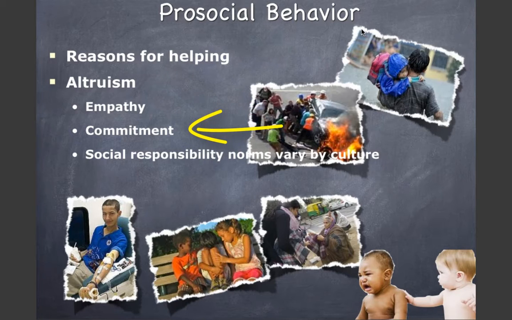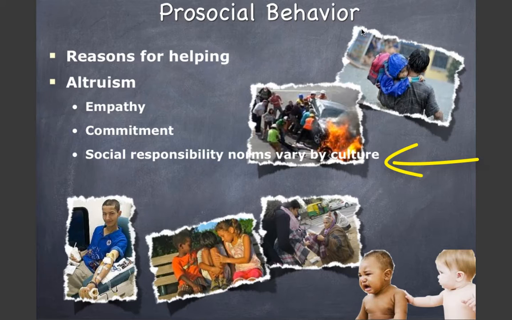Commitment, this is where we're more likely to behave altruistically when commitment is high. We're more likely to donate a kidney to a family member than to a stranger. Our commitment to our family is higher, and so we're more apt to do that. The social responsibility norm varies by culture. That is to say, not all cultures have the same level of social responsibility.